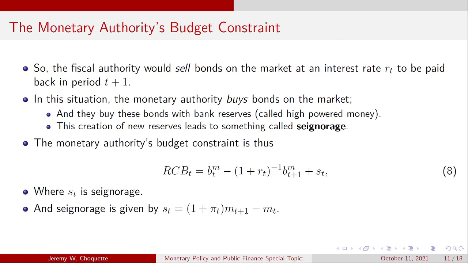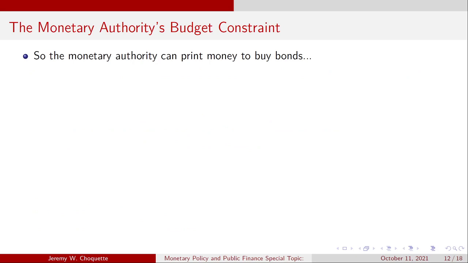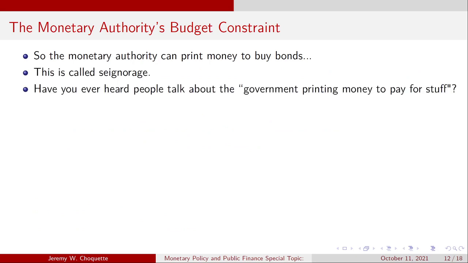Seigniorage is given by what I showed you earlier, 1 plus pi times MT plus 1 minus MT. So it's the creation of new money, accounting for the effect that inflation has on the economy given the creation of new money. And so the monetary authority prints money to buy bonds. That's called seigniorage.